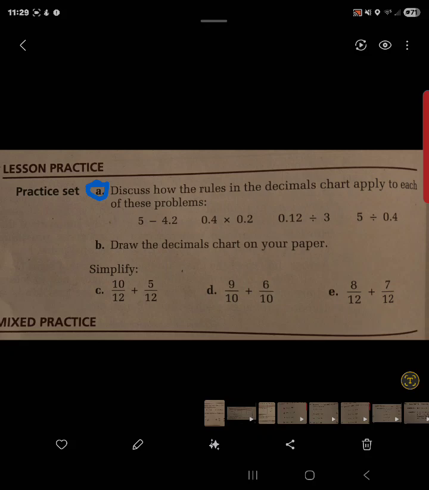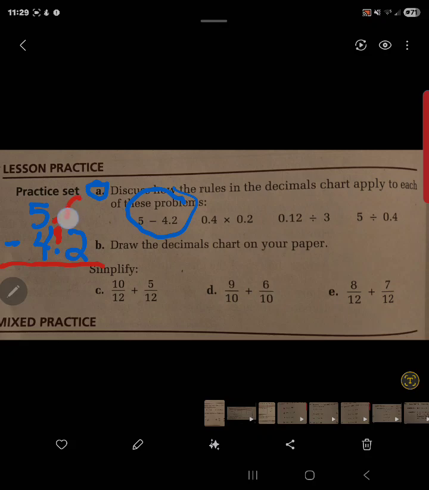So let's look at the first question right here. 5 minus 4.2. If we look at our handy dandy little chart on page 283, it says that whenever we're adding or subtracting decimals, we're going to line up the decimal places. So I'm going to have 5 minus 4.2. Now, where is the decimal place on that 5? It's actually right there. You can't see it, but notice how when I'm adding or subtracting decimals, I actually line up the decimals. See that? I lined up the decimals.